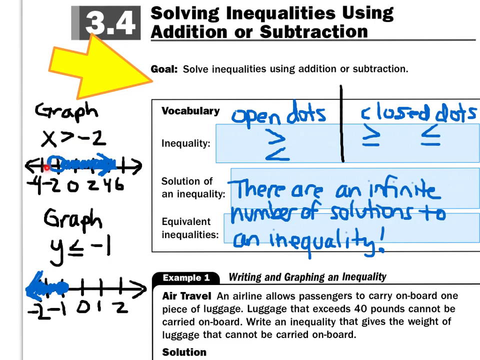And that's why we make this open dot around the -2. I tell my students to think of it like a force field. You're putting this giant invisible force field around -2. It could get really close to -2, but it can never touch -2. And so then we shade everything else that is larger than -2, and you have to put this arrow at the end to show that it will continue on and on forever.